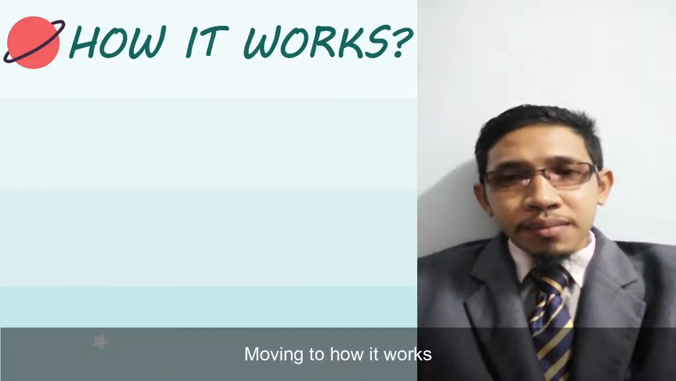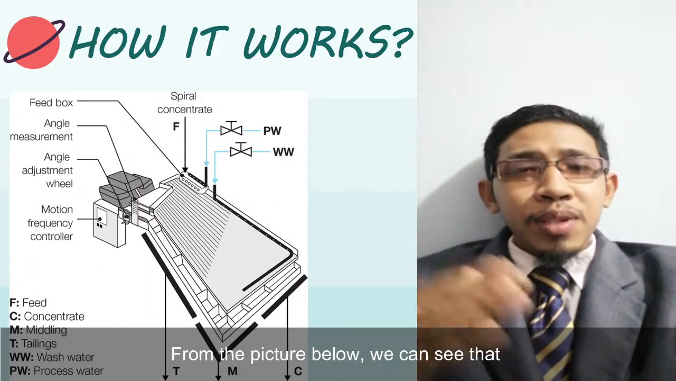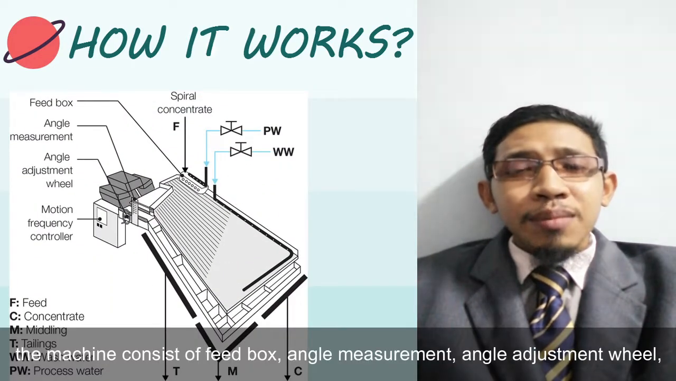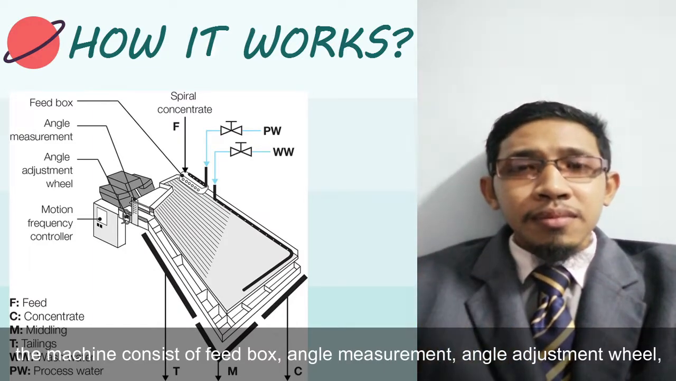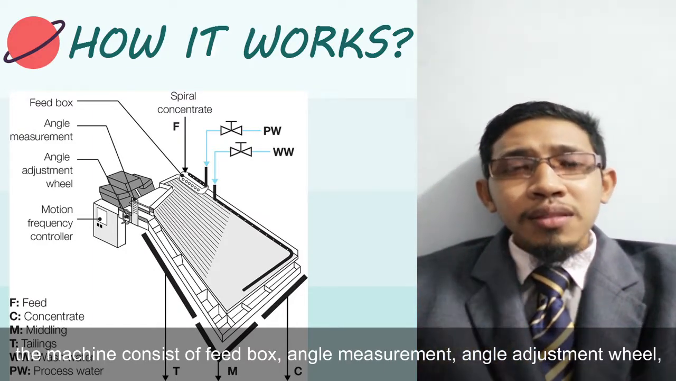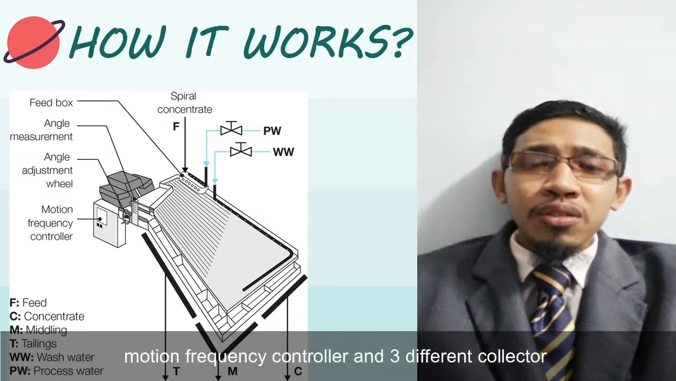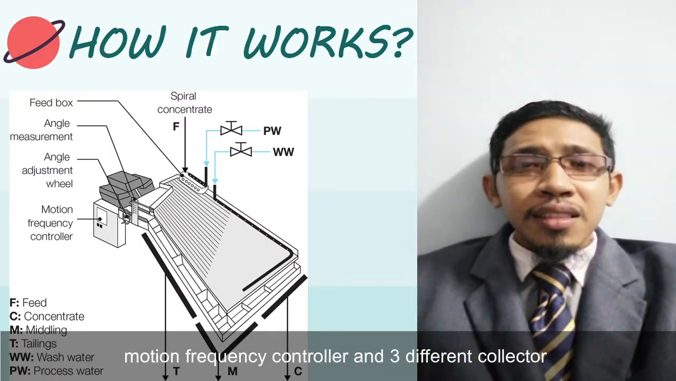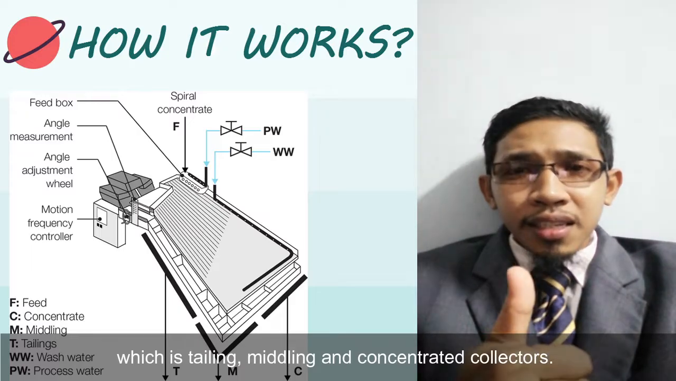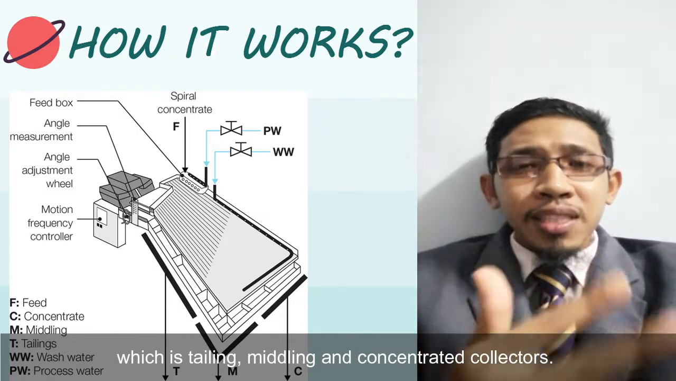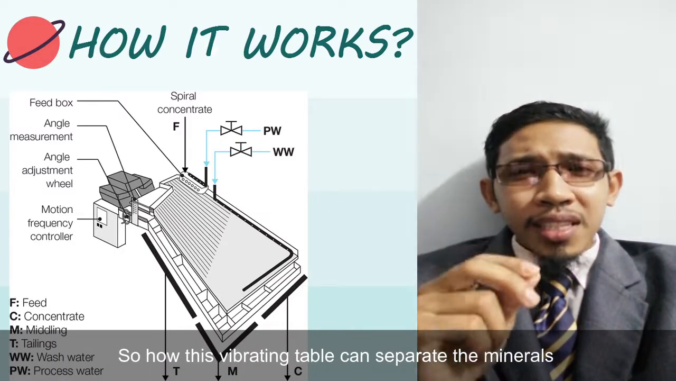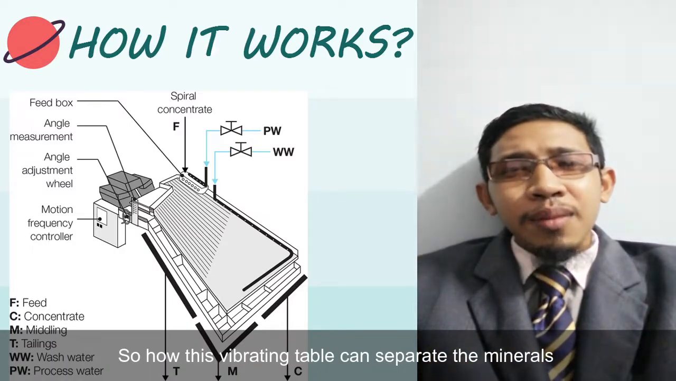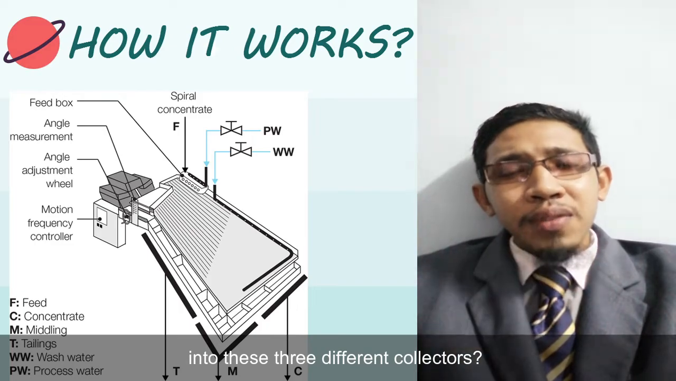Moving to how it works. From the picture below, we can see that the machine consists of feed box, angle measurement, angle adjustment wheels, motion frequency controller, and 3 different collectors, which are tailing, middling, and concentrated collectors. So, how can this vibrating table separate the mineral into these 3 different collectors?